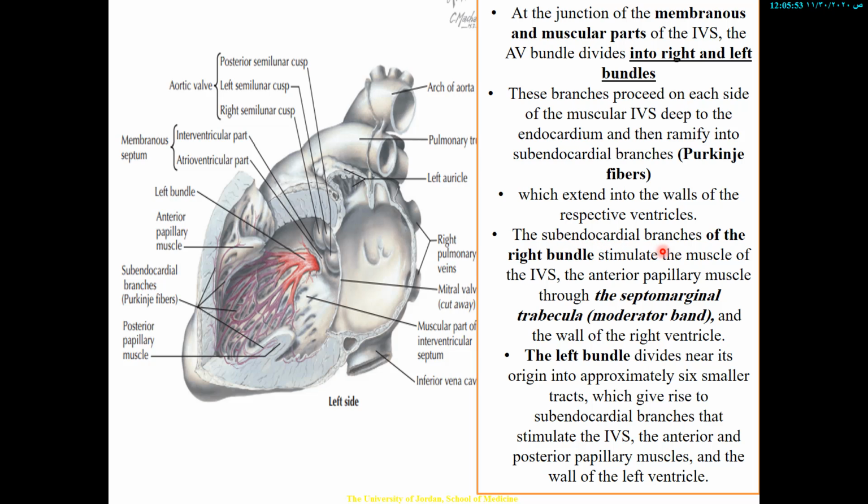The subendocardial branches of the right bundle stimulate the muscle of the interventricular septum, the anterior papillary muscle of the right ventricle through the septomarginal trabeculae. We talked about this moderator band, and the wall of the right ventricle. The left bundle divides near the origin, and of course it stimulates the IVS, interventricular septum, the anterior and posterior papillary muscles, and the wall of the left ventricle.